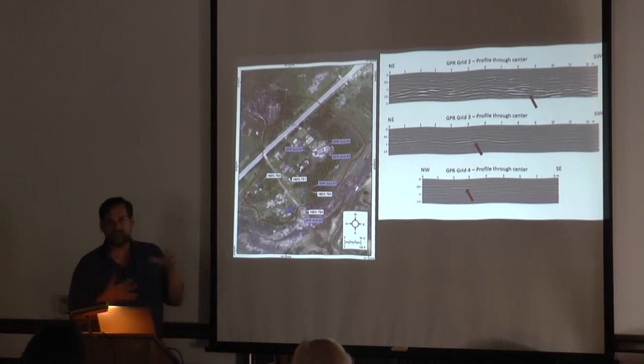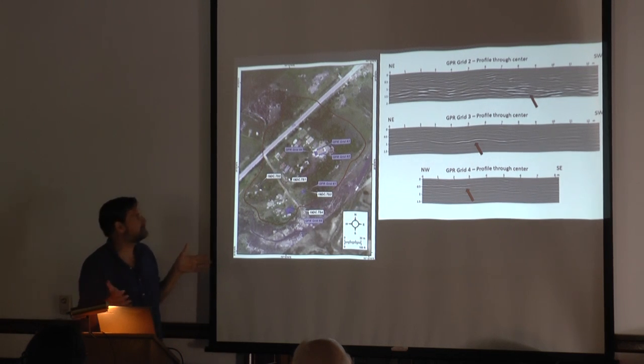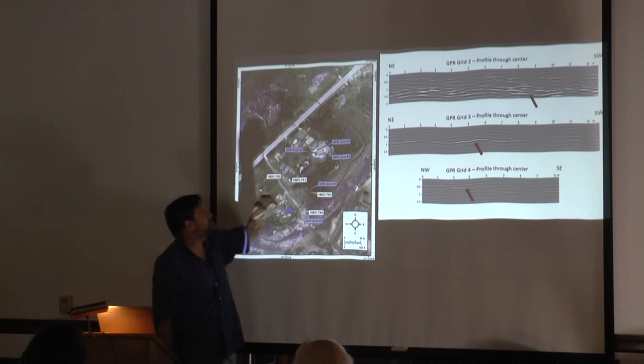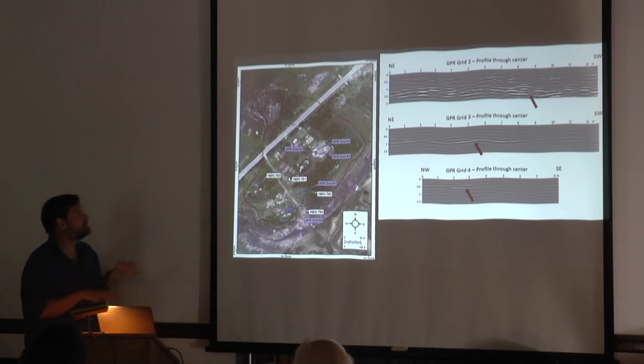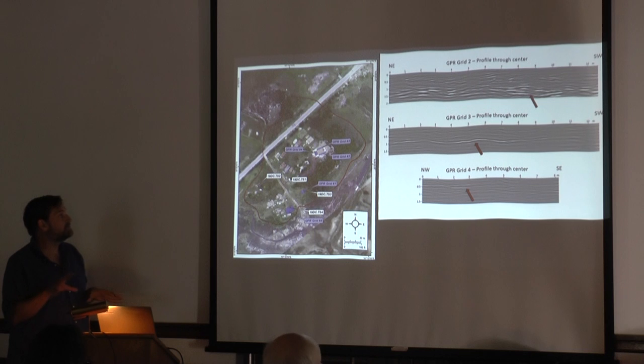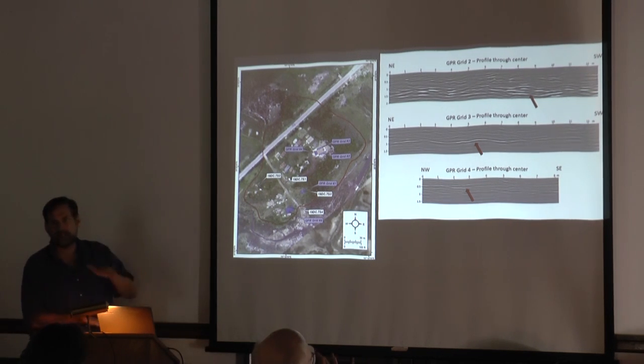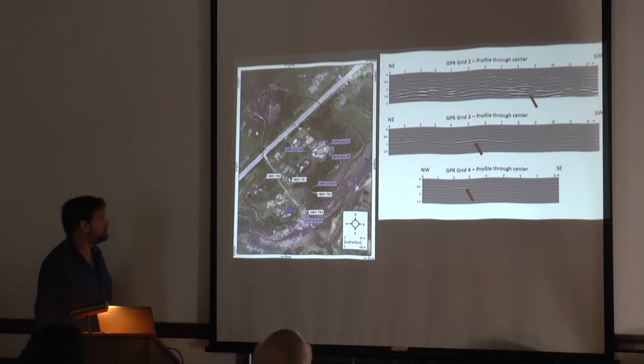And this is an area that was recently cleared of mature forest. So we think that where the mature forest is in this quadrant of the site, it's been stabilized more for a longer period of time, and there's probably less deflation going on. When you look at GPR grid 3, you can sort of see how all of those layers have been compressed.